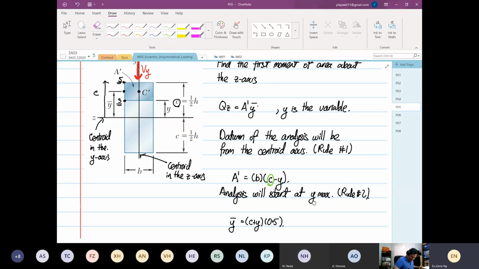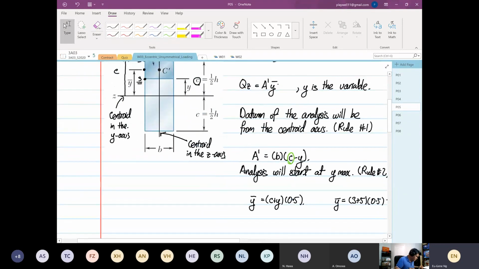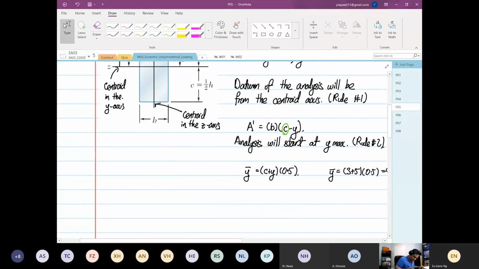Thank you. So to calculate your Y bar, this is 3 plus 5 multiplied by 0.5, which is equal to what? 4. Just put in some numbers, you can visualize better. Right? So from here, Q, right?